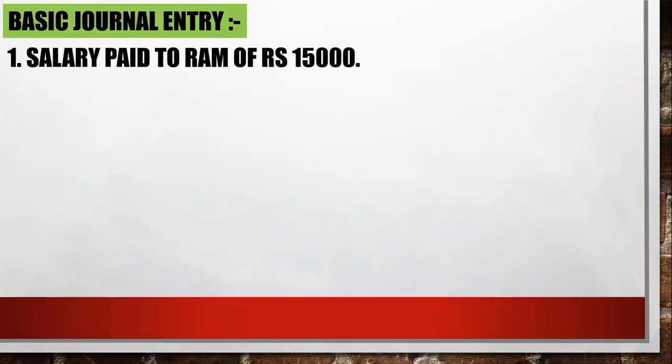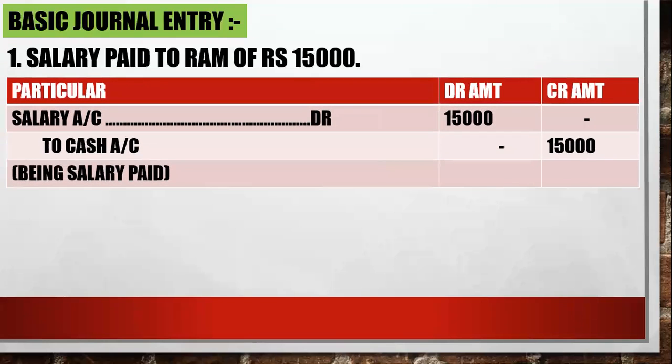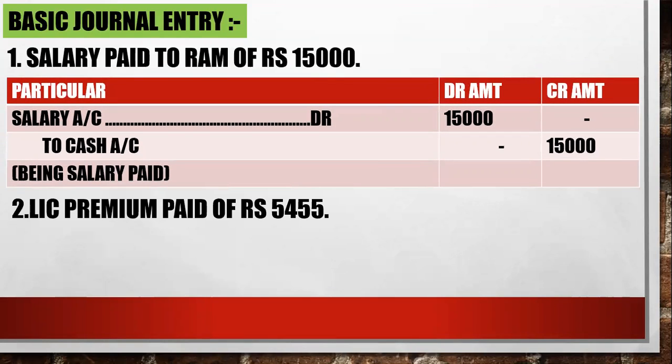This is the accounting rule you have to follow while entering journal entries. This is the transaction: salary paid to Ram of rupees 15,000. What is the journal entry for that? Salary to cash. Yes, because salary is a nominal account and an expense, so debit all expenses and losses, and cash goes out.